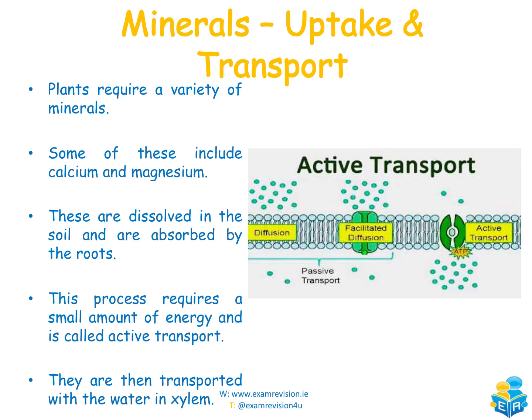Okay, so now we're going to look at the minerals and the uptake and transport of minerals within the plant. And plants require a variety of minerals. Again, these are going to be transported within the xylem along with the water, because the xylem is responsible for water and minerals. And some common minerals that a plant would need include calcium and magnesium. Now, these are always going to be dissolved in the soil and they're going to be absorbed by the roots. Not too dissimilar to the water being absorbed into the roots, but it is actually a different process that happens here, which we'll get to in a minute.